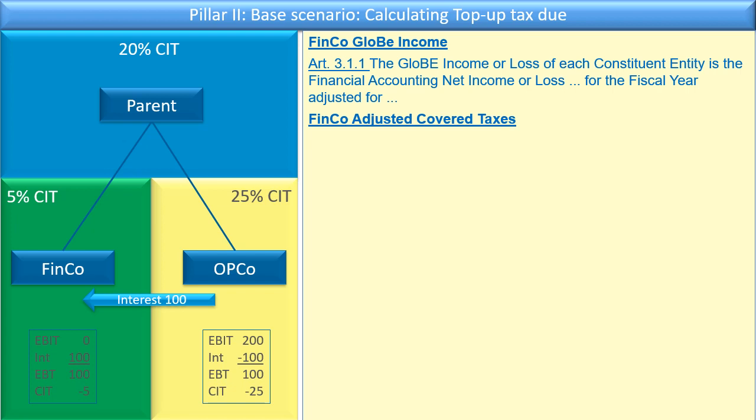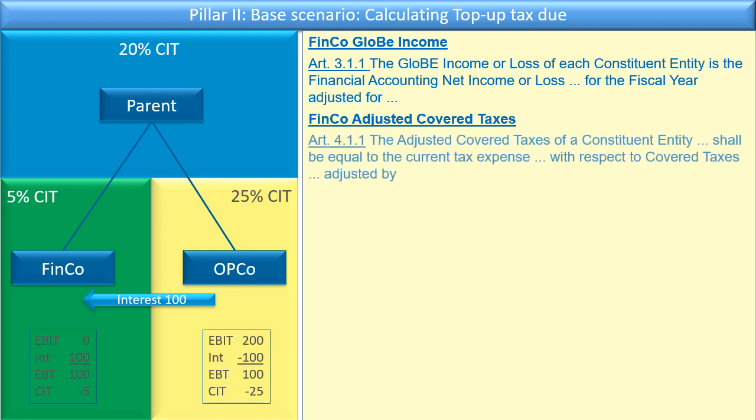And now we need to calculate what FinCo's adjusted covered taxes are. This is the defined term that they use. They say the adjusted covered taxes of a constituent entity shall be equal to the current tax expense with respect to the covered taxes adjusted by... And then our current tax expense here is 5.